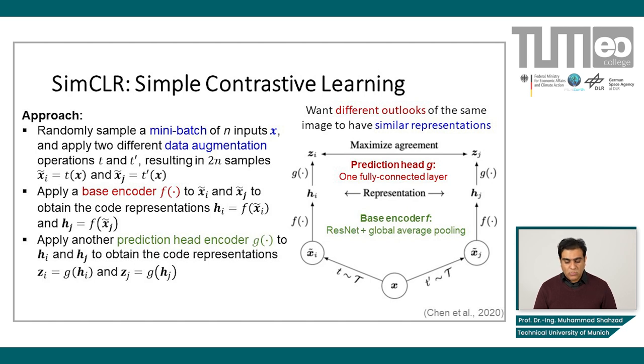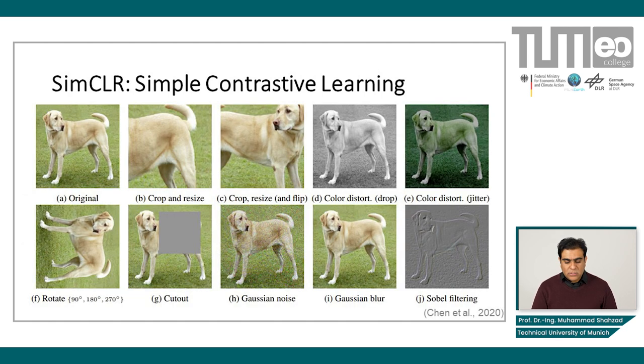And how could we do this? In the paper, they actually used quite different augmentations. These are a list of 10 different augmentations which they have used. They randomly select one of the augmentations to create XI, and another randomly selected augmentation to create XJ. And then from there, they compute ZI and ZJ and try to maximize their agreement.